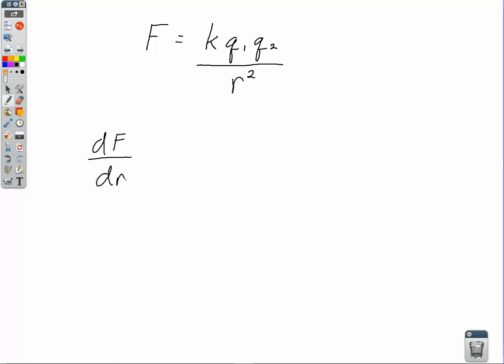So we're taking the derivative of function f with respect to variable r. That means anything else in there we're going to treat as a constant. K is a constant, q1 is a constant, q2 is a constant. I don't even care at this point what they are. It is an equation from electricity and magnetism if you want to look it up. So let's rewrite this so we can use the power rule.